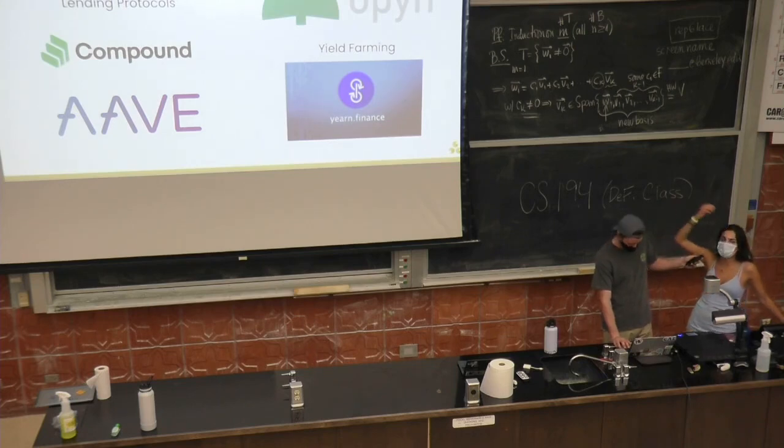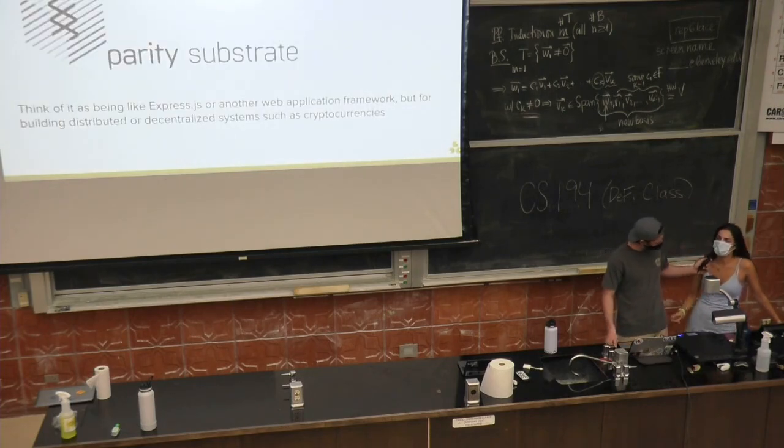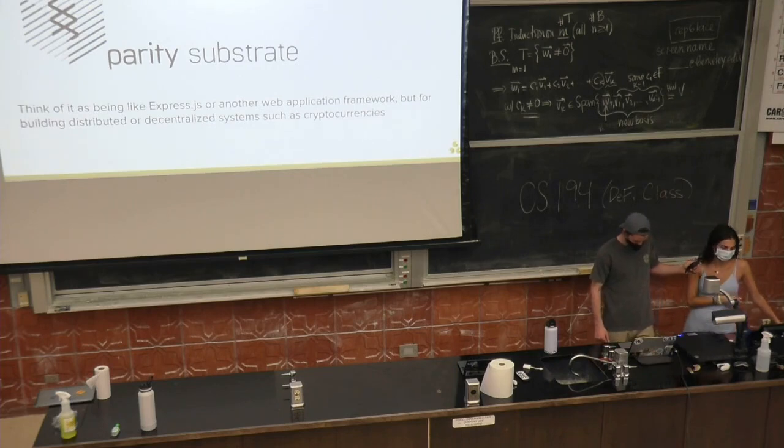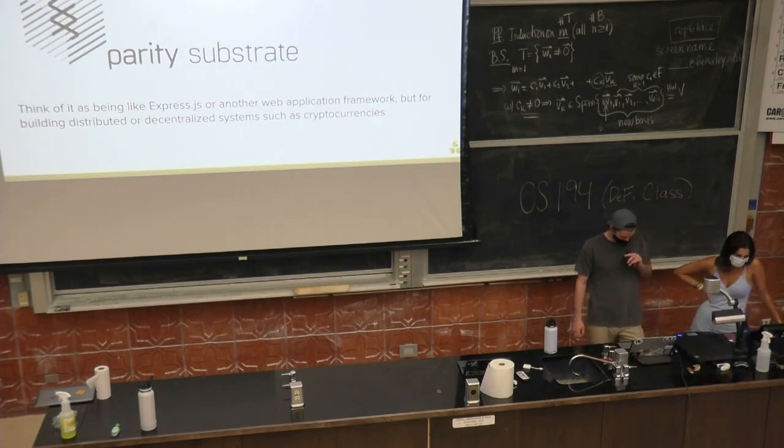Opyn is an options protocol that was started by Blockchain at Berkeley alumni, Alexis Gaba and a couple of others that they met at Blockchain at Berkeley and then went on to start it with. Okay, well, another Berkeley startup. Sweet.